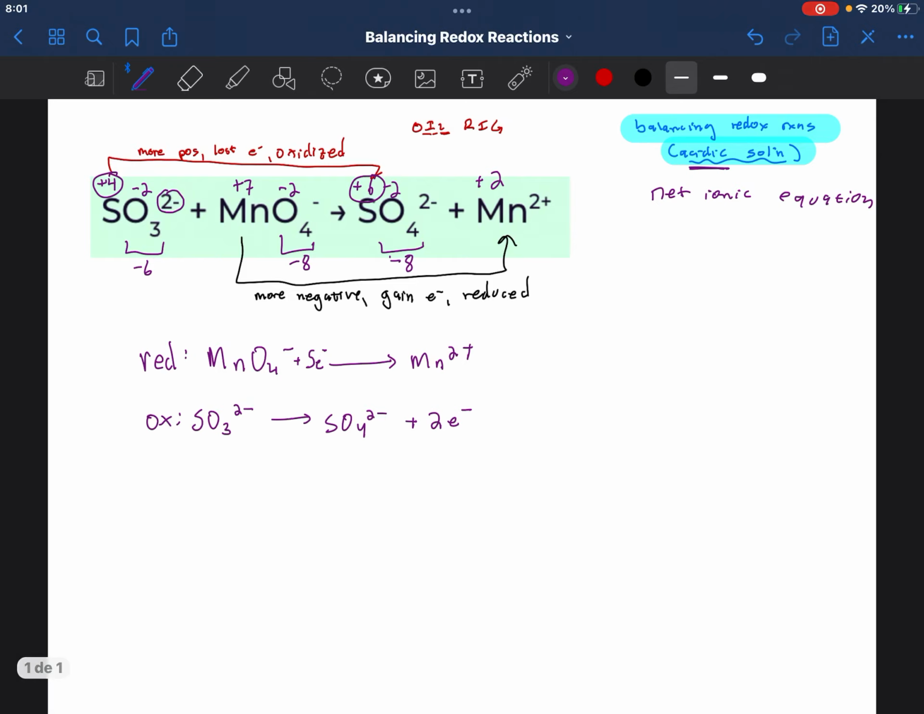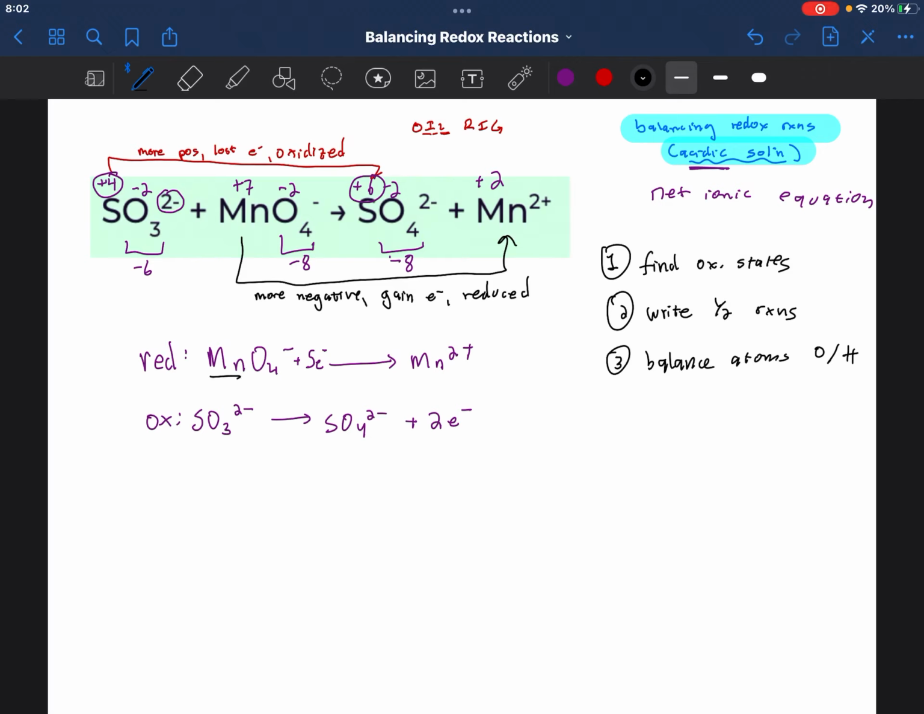All right, so our next step in terms of balancing is, so I'm going to be writing my steps over here. First, I had to find oxidation states. Now I've written half reactions. Now I balance atoms that are not oxygen or hydrogen. 1 manganese, I'm good. 1 sulfur, I'm good.